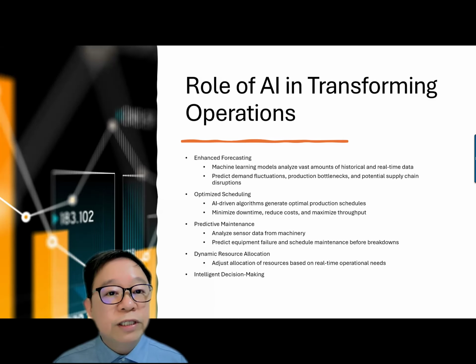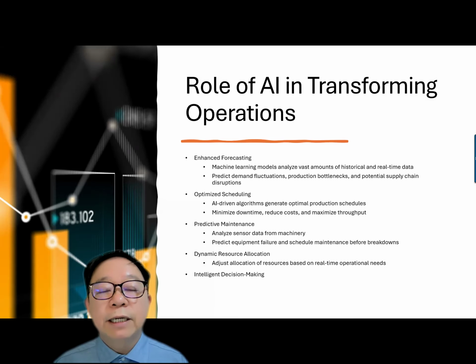We know that the resource is very expensive, right? Whether it's human resource or equipment. So we want to have the best usage of the machine. So for that, the AI can help us do optimized scheduling, minimum downtime, and reduce the cost. And of course, we want to maximize the throughput.